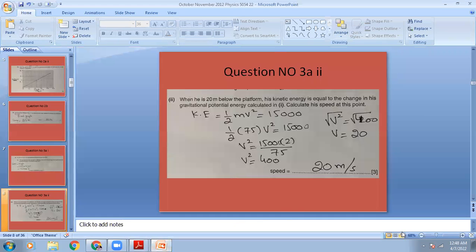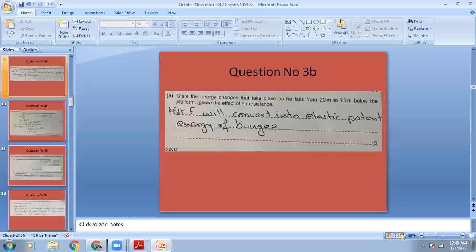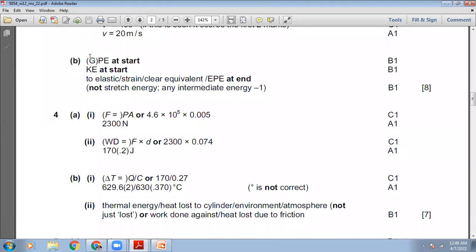Yeah. So let me show you my answer. So the potential energy and the kinetic energy will convert into elastic potential energy of the bungee. So that is a 3 marks question. Let's check the marking scheme. So 1 mark for saying that there will be gravitational potential energy at the start, and 1 mark for saying there will be kinetic energy at the start, and they will be converting to the elastic potential energy. So our answer is right.